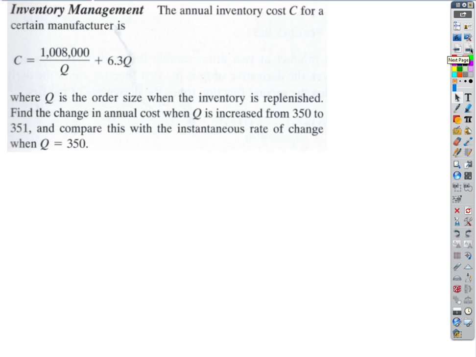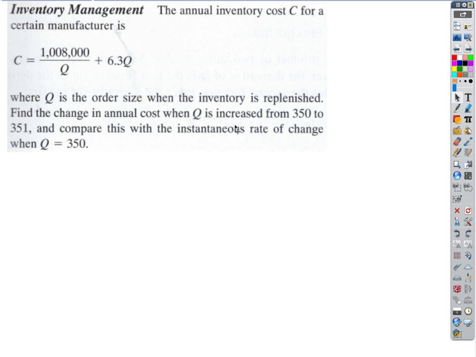So what about this? Annual inventory cost C for a certain manufacturer is given to us by this function. Some quantitative economist has fit some data and come up with this equation. Based on where Q is the order size when the inventory is replenished, find the change in annual cost when Q is increased from 350 to 351. Is that an average or an instantaneous rate they're asking about? That's an average, isn't it? Everybody see that? Okay, because we're talking about an interval where Q is running from 350 to 351.